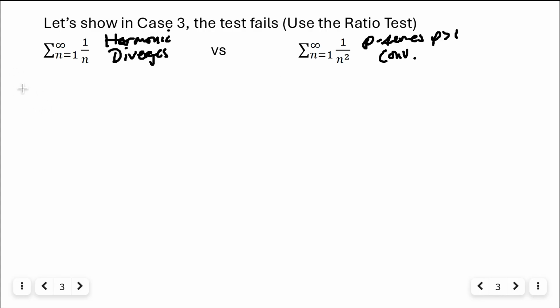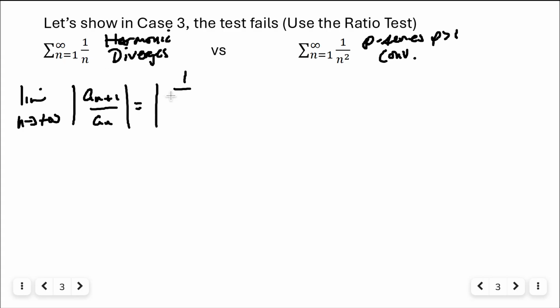So the ratio test says I'm going to take the limit as n approaches infinity of the absolute value of a sub n plus 1 over a sub n. So basically all that means is, to find a sub n plus 1, I'm just going to replace all the n's in this series with n plus 1's. So that's going to be the absolute value of 1 over, replace n with n plus 1, over a sub n, that's the original series, 1 over n. I forgot the limit sign.